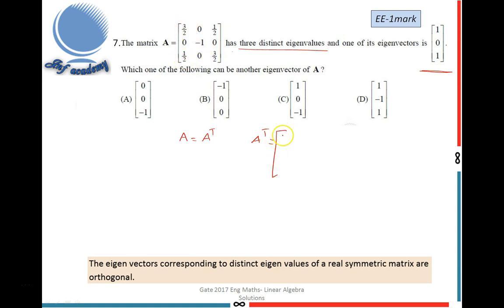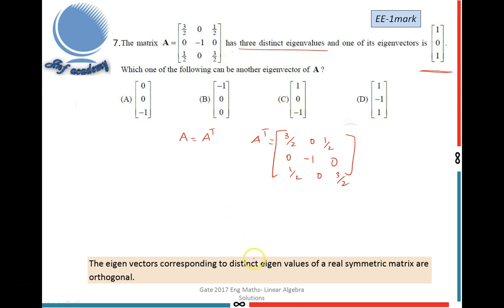This column becomes row 3 by 2, 0, 1 by 2. This column becomes the second row 0, minus 1, 0. The third column becomes the third row 1 by 2, 0, 3 by 2. These two matrices are equal. A equal to A transpose. Okay. So the given matrix is a real symmetric matrix and it has three distinct eigenvalues.